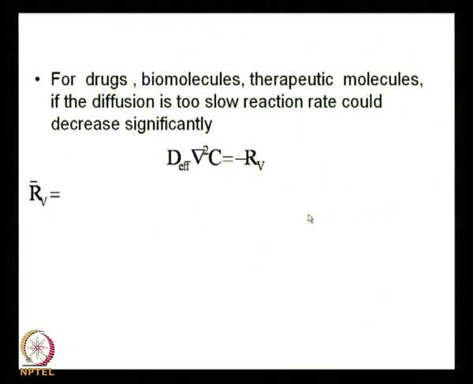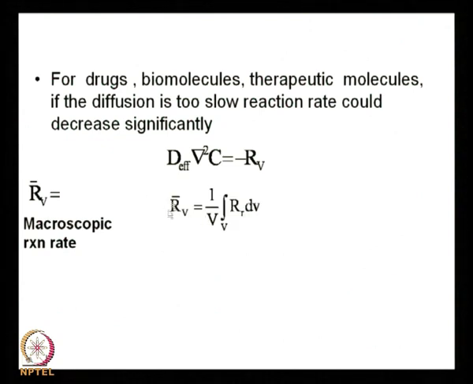Okay. So, let us define R of V average as the macroscopic reaction rate. So, what would be the macroscopic reaction rate? As I said before, it is the summation of all the microscopic reaction rates over the volume, divided by the volume. So, R of V average is the summation of all the microscopic reaction rates divided by the volume, fine.